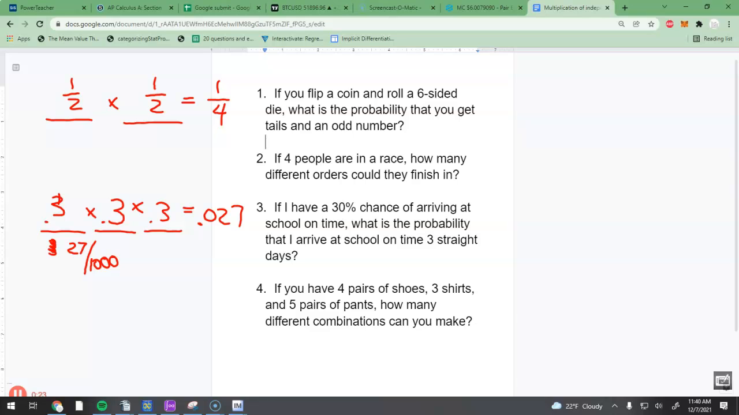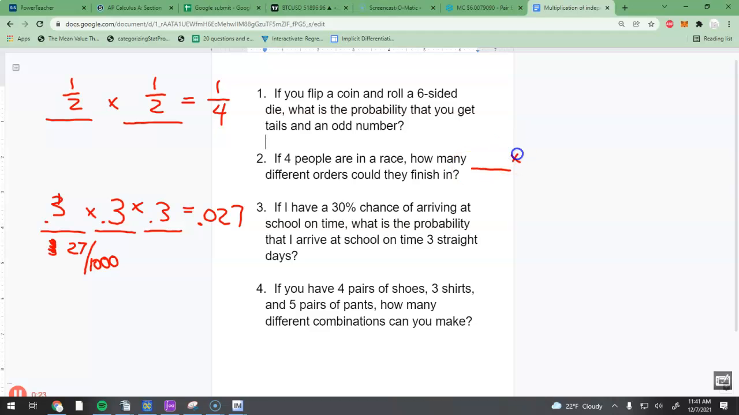I can make a tree for that too: was that on time or not? Was that on time or not? Was that on time or not? And just start building it. But really, I only care about one branch. So I'm just going to find that branch and multiply them all together right away. And then 2 and 4 are a little bit different, but it's the same idea.